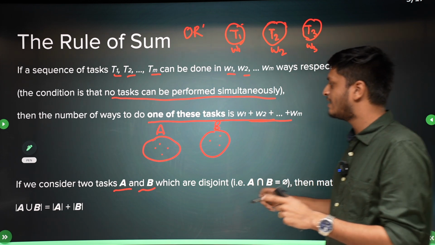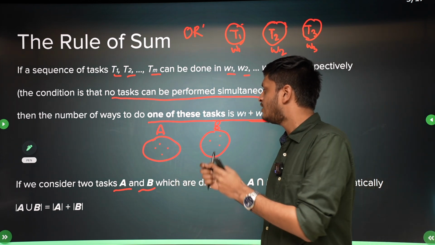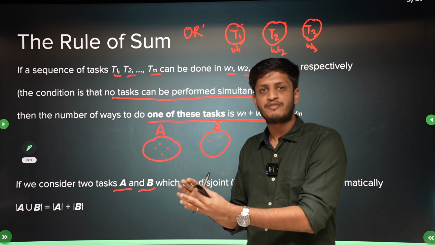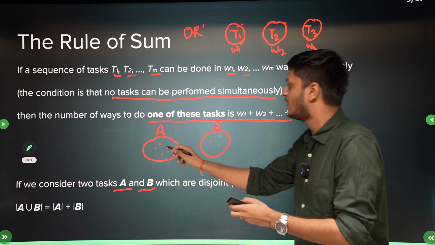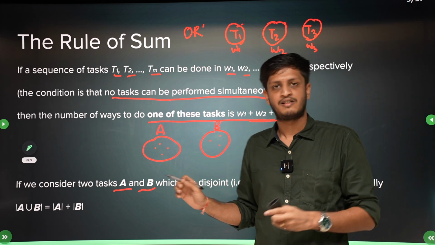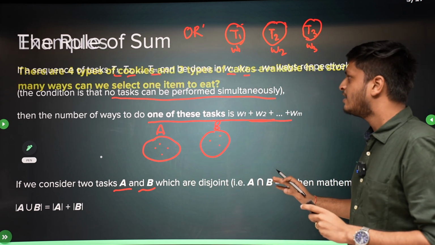Then mathematically, in how many ways can I do A or B? I can just take the union of these two sets, right? So what is the cardinality of the union of A and B? You will have 4 plus 3, which is 7 elements. So that's just the rule of sum, very easy.